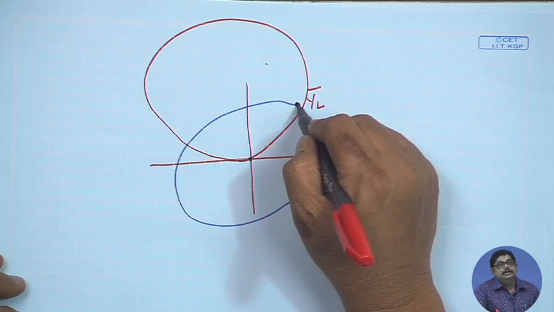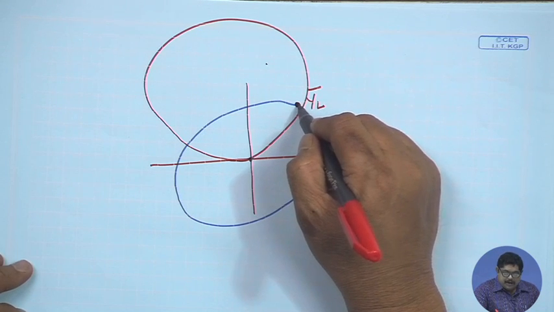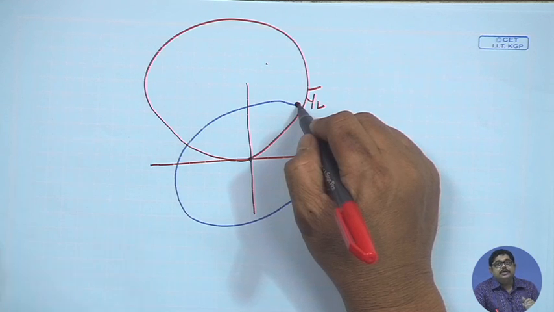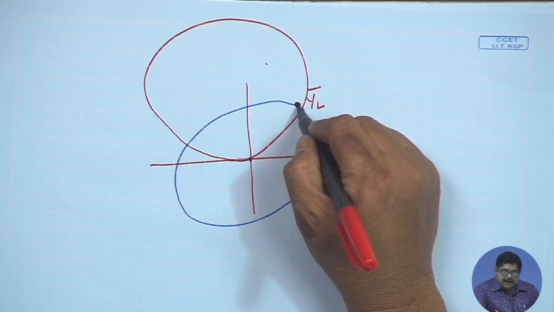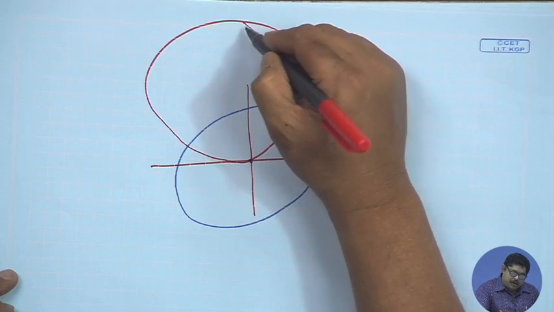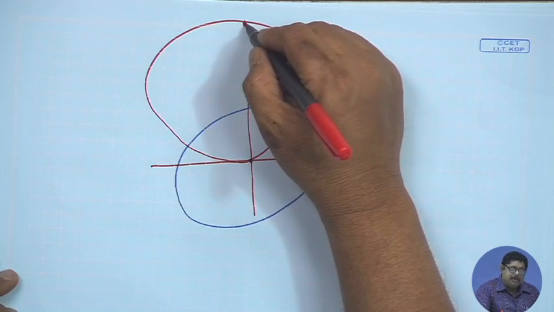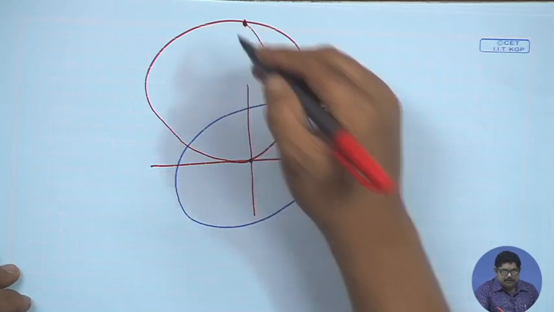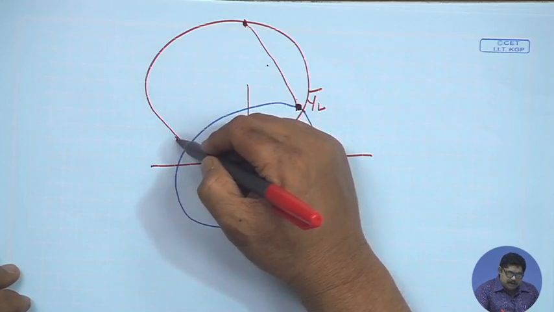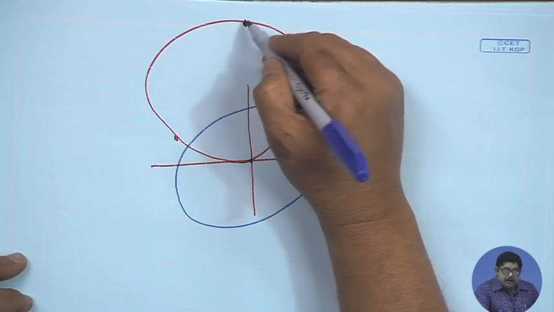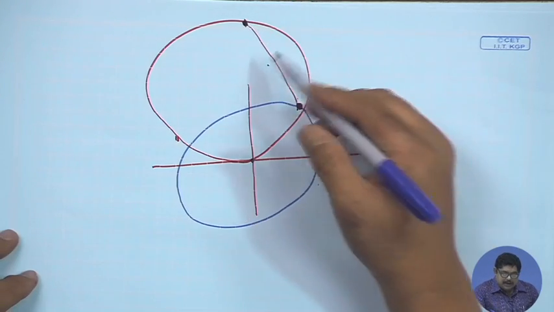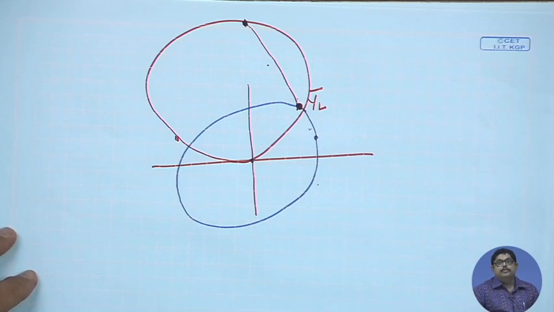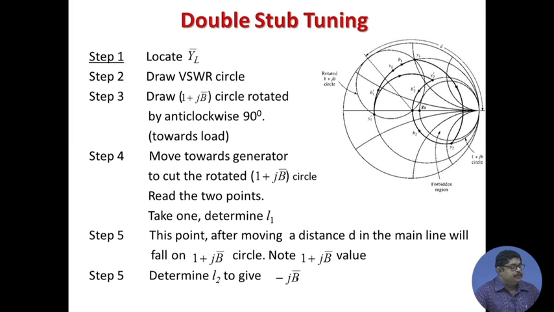So, from here you should be on the constant conductance circle, and you change to cut some point, that means you are on a constant resistance circle, but move and come to either this point, or if you proceed you can come at some other point, take any of that. Now, the beauty is when you are transported by a distance d towards generator, you will come to this 1 plus jB point. So, what we have done, read the 2 points, take one, determine L1.